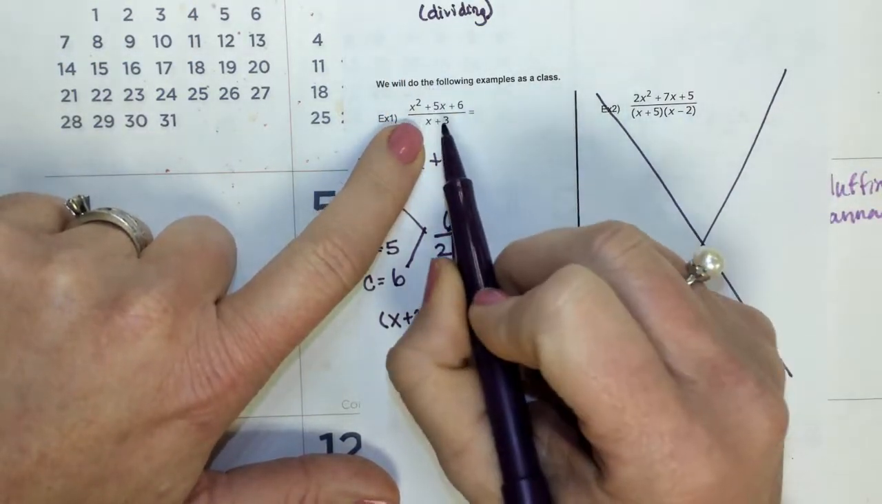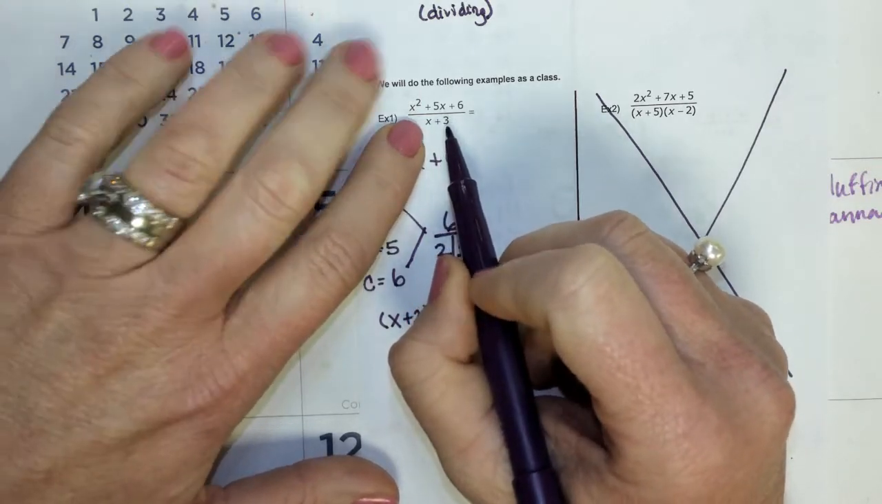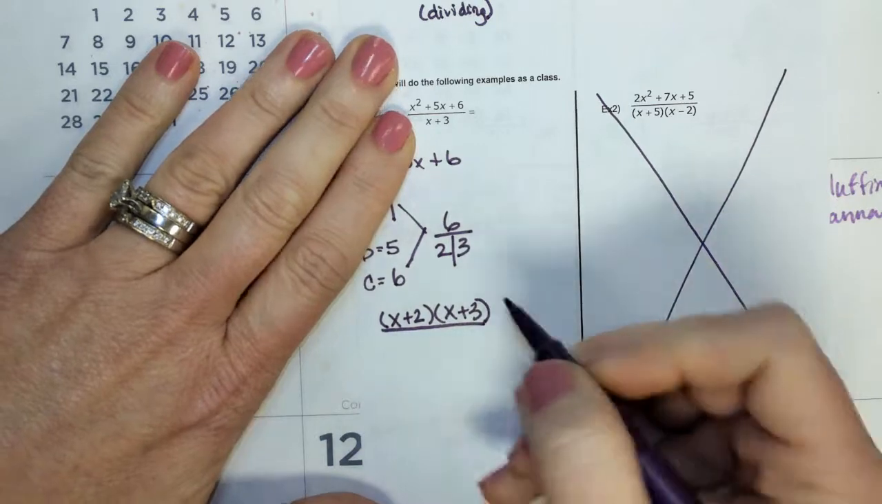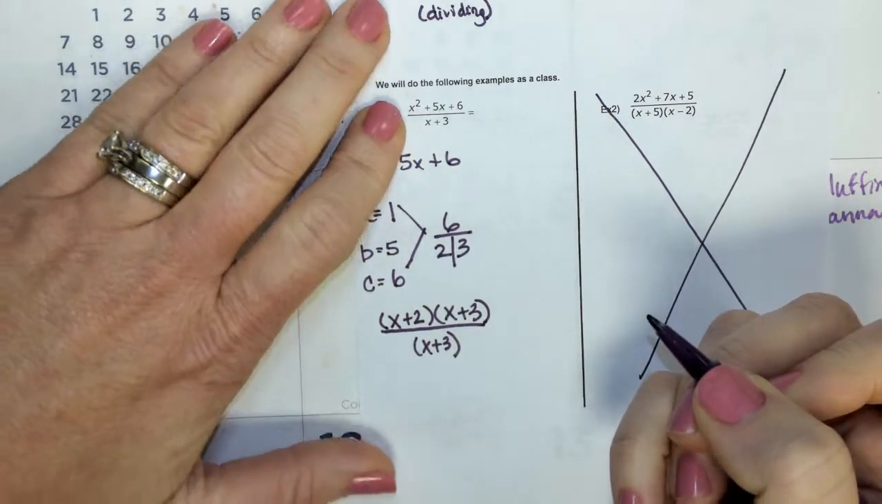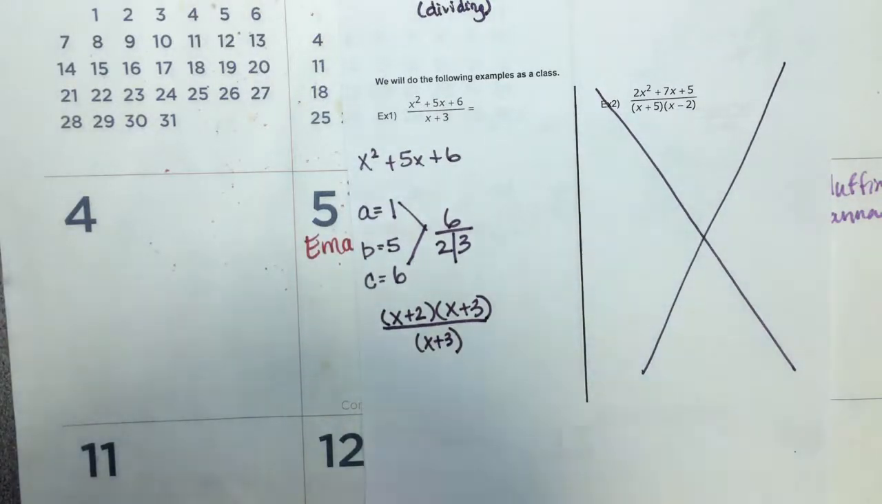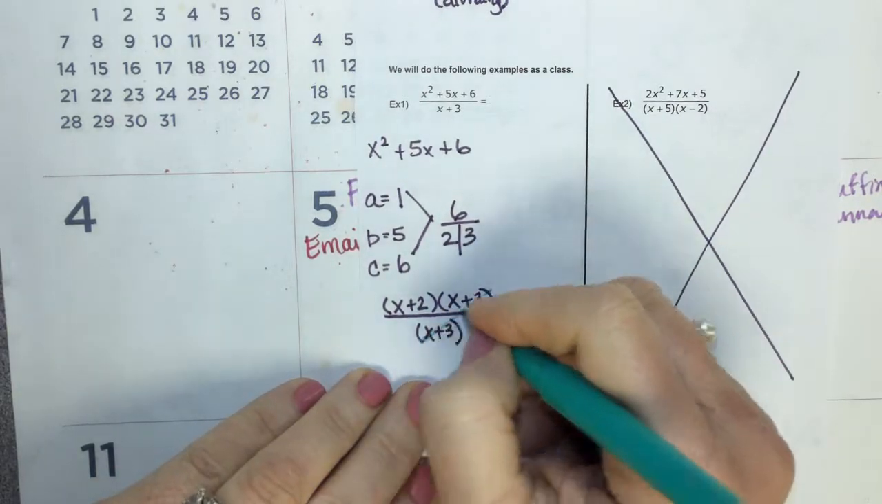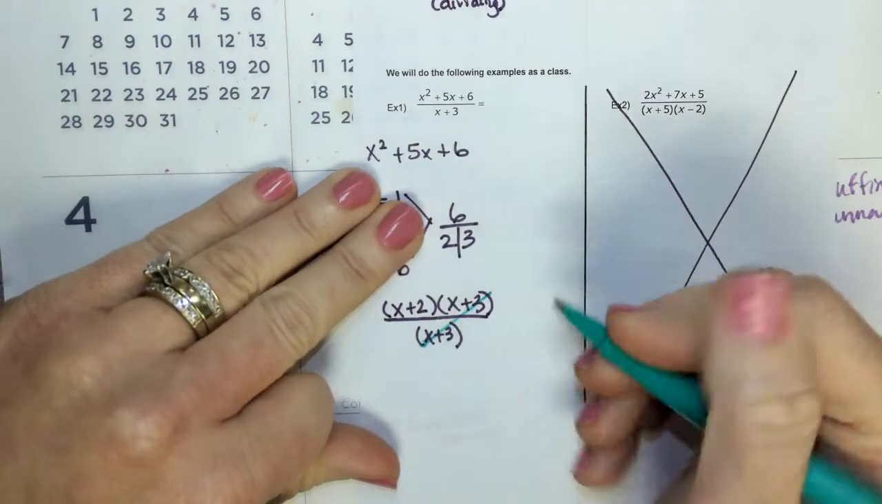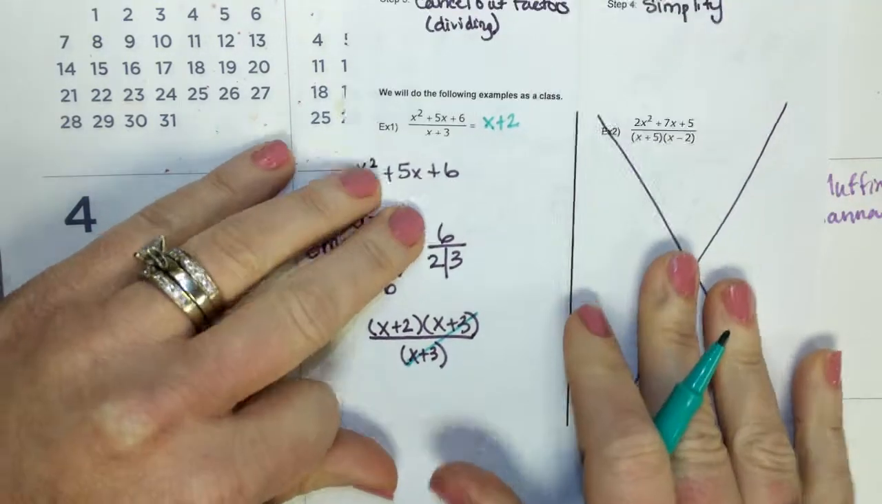Okay, so the second step is to factor the bottom, but my bottom only contains an x plus 3, and I can't factor that any further, so I'm just going to keep it the same. So now for step 3, we're going to cancel out our factors. So the factors that I'll be able to cancel out here are the x plus 3 on the top and the bottom. So that leaves me with just x plus 2, and that would be it in simplified form.